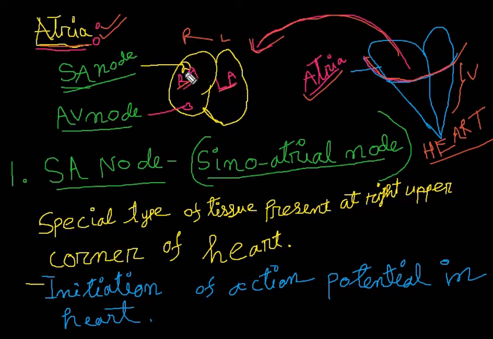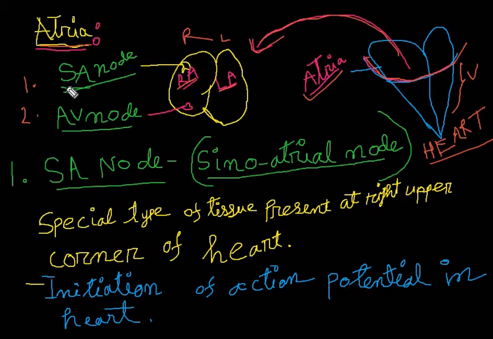Now, as we have discussed earlier, human heart is myogenic heart. That means human heart is auto-regulated by nodal tissue. In heart, there are mainly two types of nodal tissue. Number one is called SA node. Number two is called AV node.